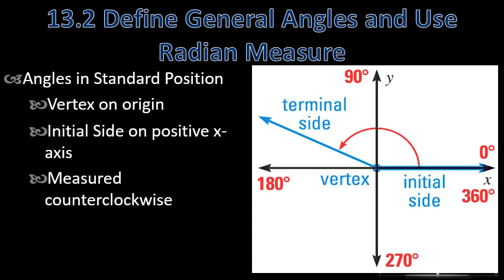So we have 90 degrees. If we start here at 0, 90 would be up there. Straight across is 180. We keep going another 90 degrees. 180 plus 90 is 270. And all the way around back to where we began is 360.